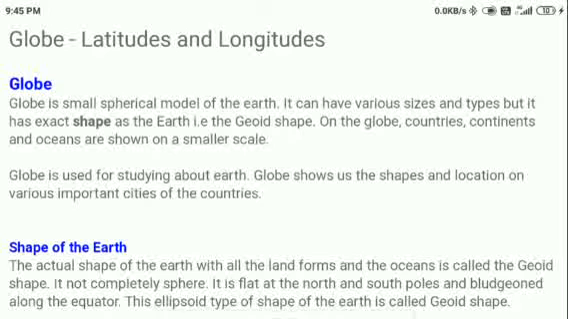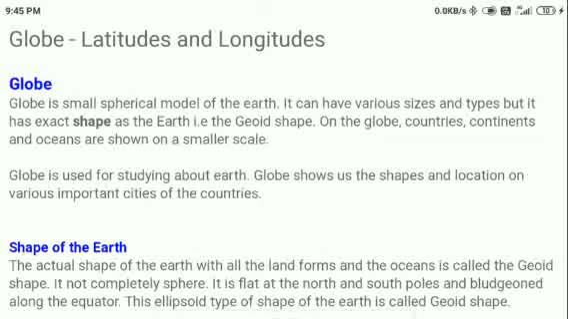Geoid shape is the special name given to the shape of the earth, including all the landforms it has, including these mountains, plateaus and all. So the exact shape of the earth is called geoid shape.